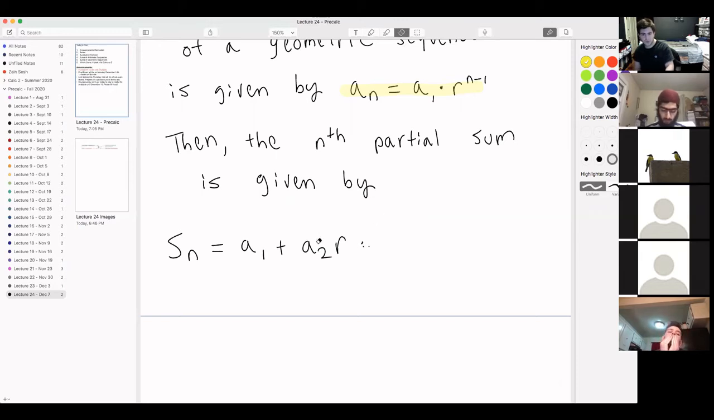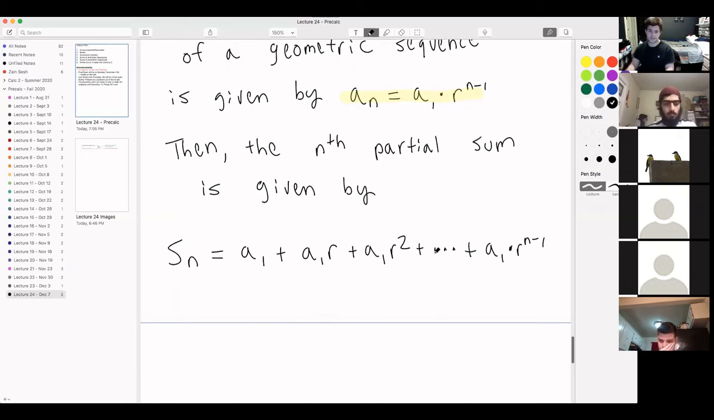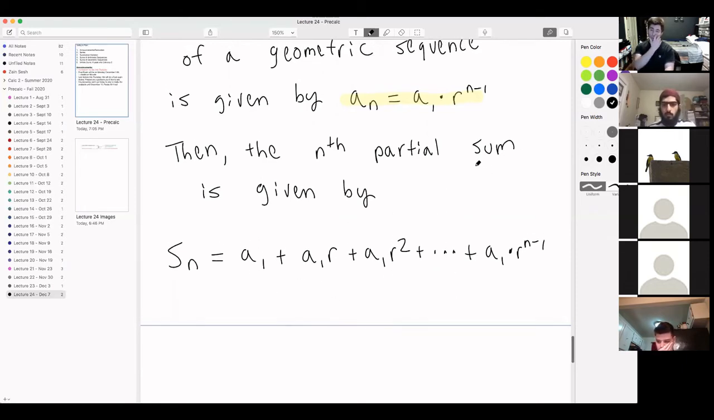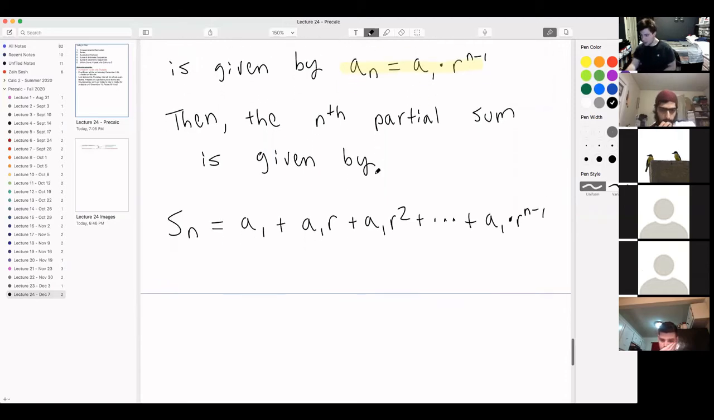No, sorry, it's always A sub 1. The only thing that changes is the power of r. It's A sub 1 plus A sub 1 r plus A sub 1 r squared plus dot, dot, dot, up to the nth term. The nth term is A sub 1 times r to the n minus 1. So I just wrote out the nth partial sum of the sequence, but using now the explicit formula for each term.